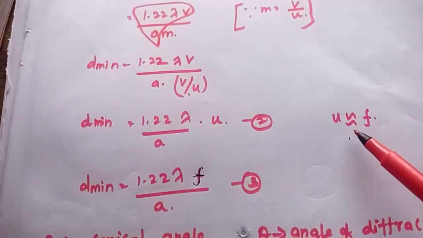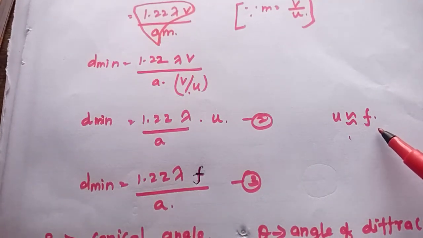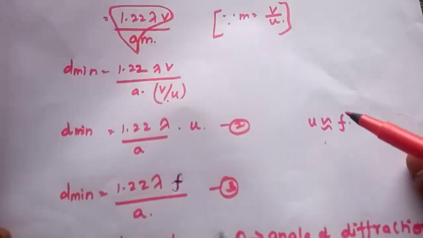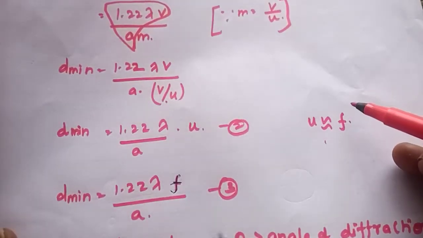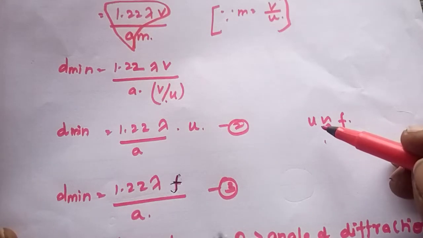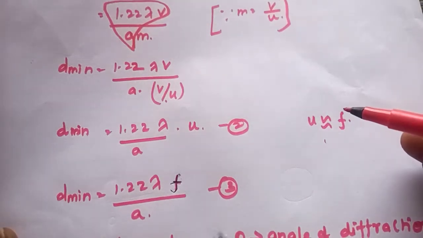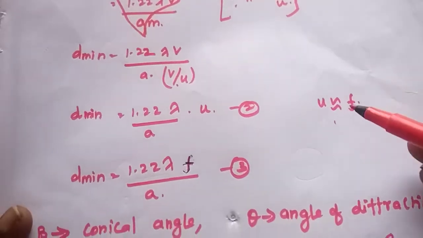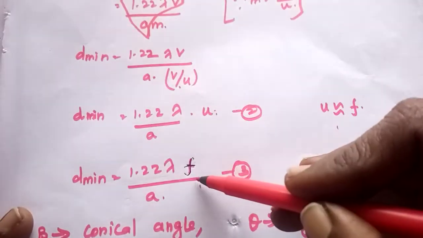Suppose the value of u is approximately equal to f. Here I am just assuming that the value of u is approximately f. For example, if the focal length of the convex lens we are using is 10 centimeter and the object distance I am keeping is 10.5 centimeter, it is approximately equal to the focal length. That's why I am just replacing this u by f.